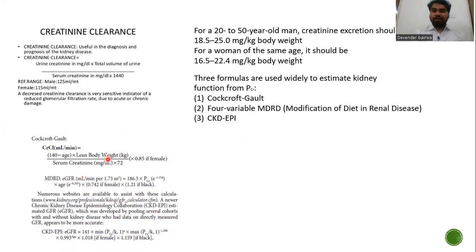and can be used to calculate your eGFR, the estimated GFR. In general, the amount of creatinine produced in a male of 20 to 50 years of age is 18.5 to 25 milligram per kg body weight, and in women it is 16 to 22 milligram per kg body weight. So you can use this later on. I'll tell you how to use this information to know whether the amount of urine collected in 24 hours is adequate or not.